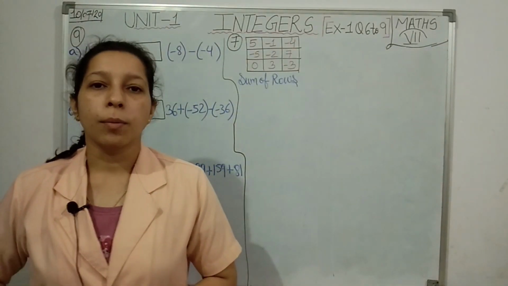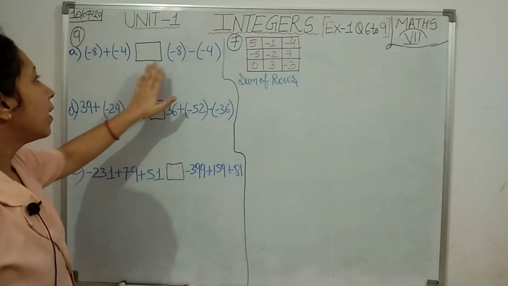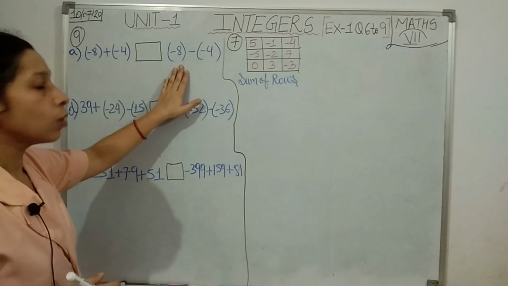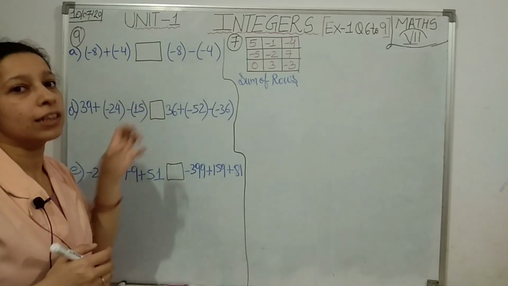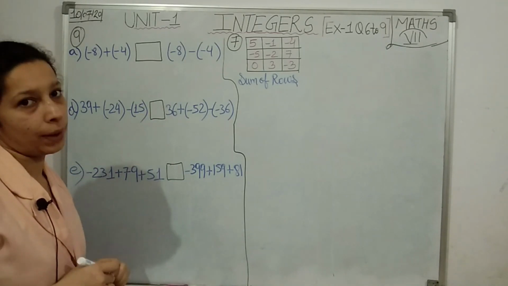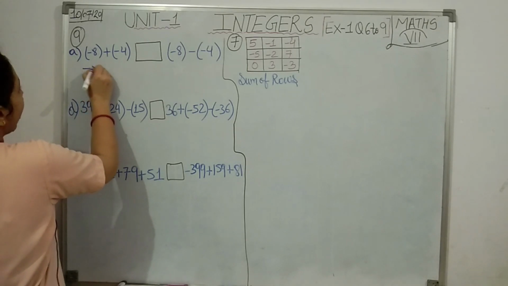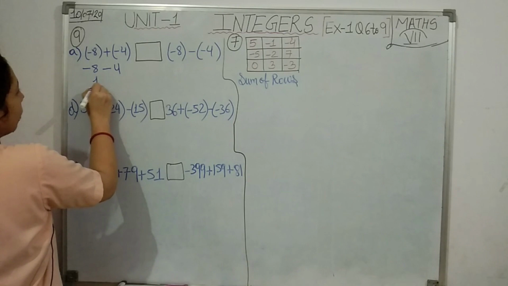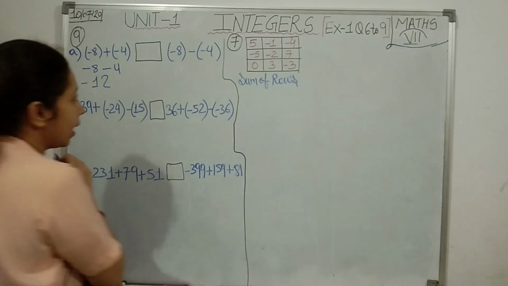So students, point number A. Here we can see two sides are given and in between a box is given. We are asked to compare these two sides. But first you have to solve these questions and get the final integer. Then only you can compare. So let us solve. Here take the value out of the bracket. Minus 8 plus minus minus 4, minus minus plus, 8 plus 4, 12. 8 is the greater number with negative sign. So in the answer also negative sign.